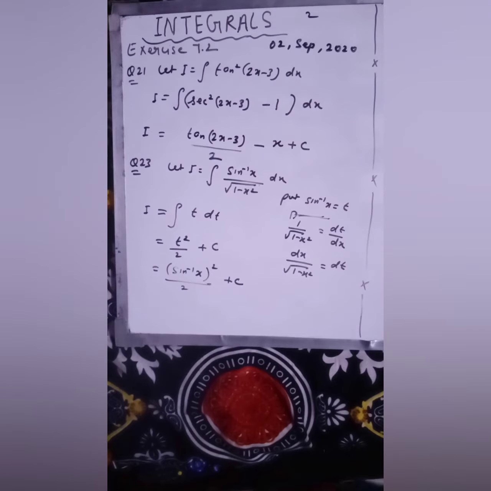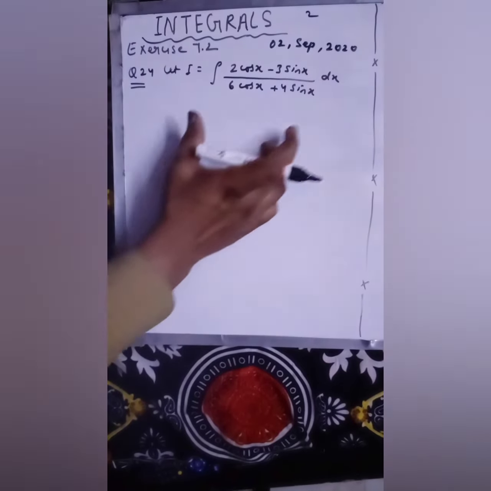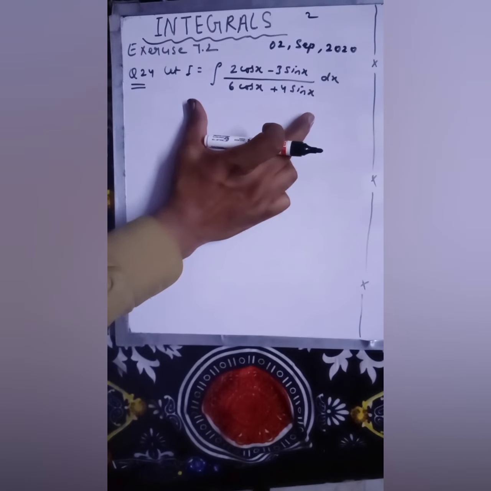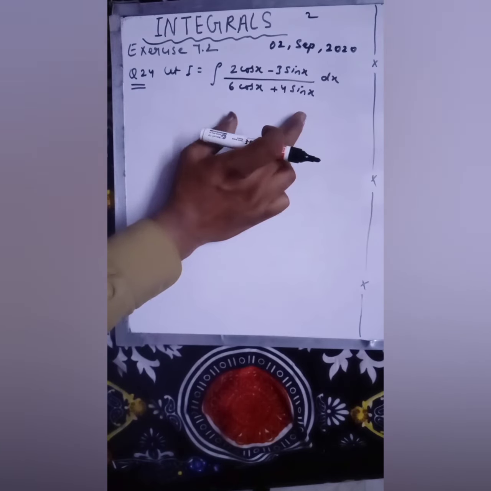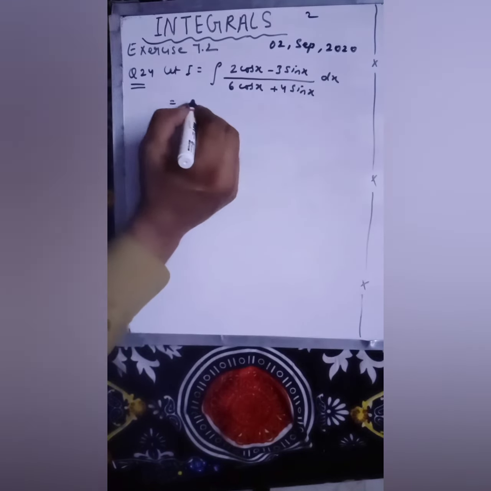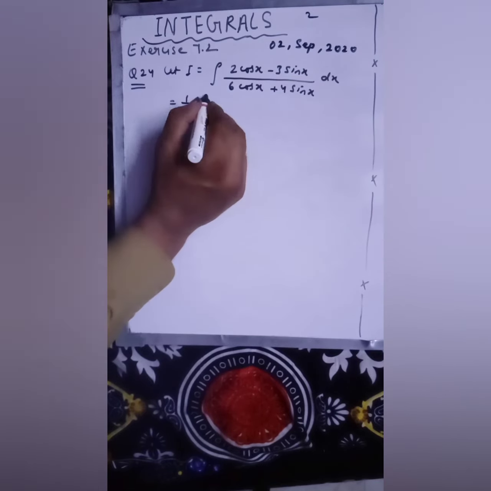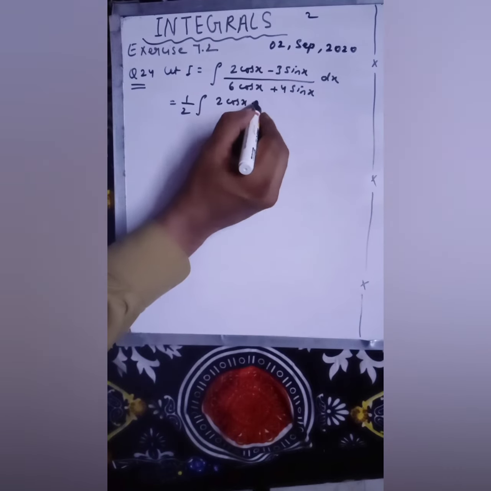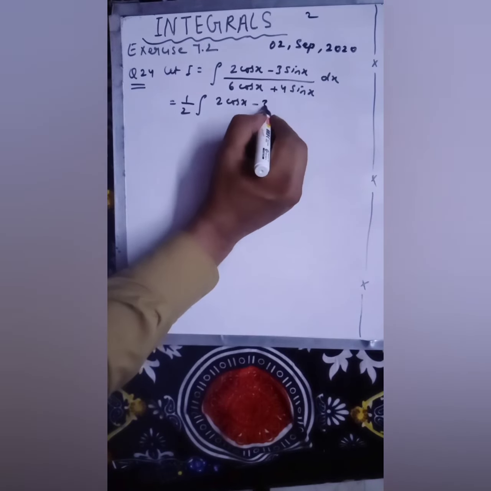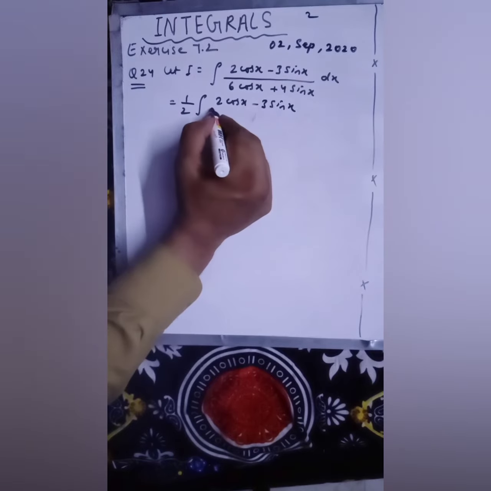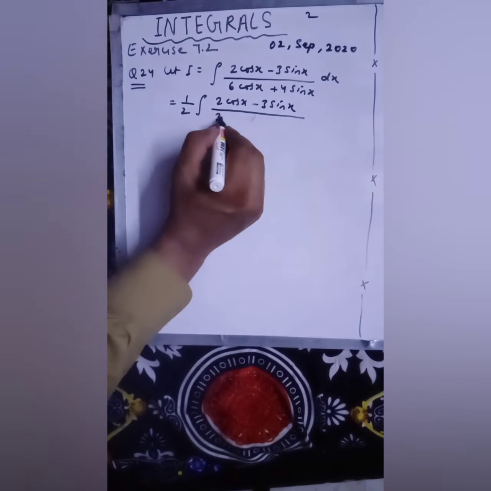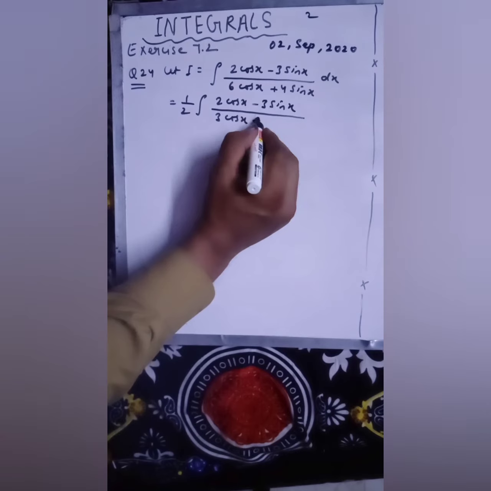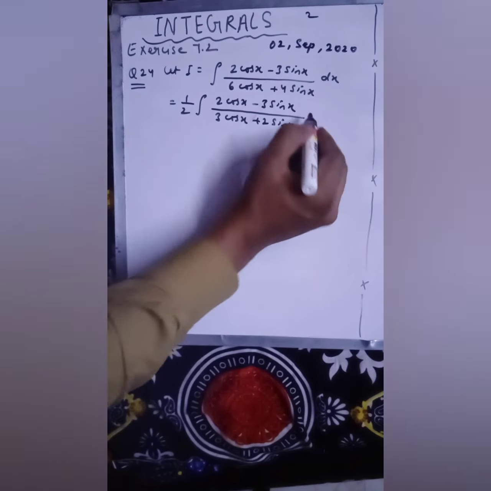See, this is your question number 24. In this question, as we can see, I can take 2 common from the denominator. The numerator part will remain the same, and in the denominator you will get 3 cos x plus 2 sin x into dx.